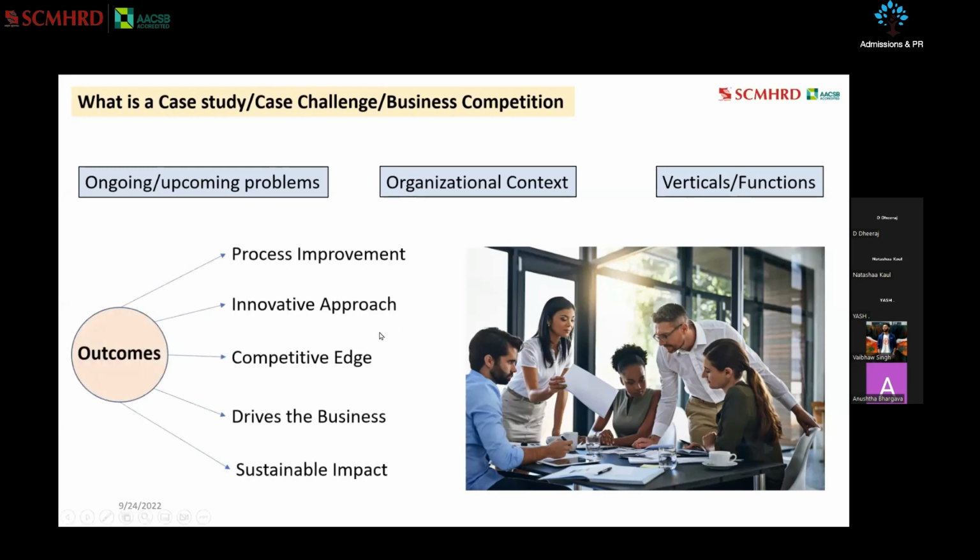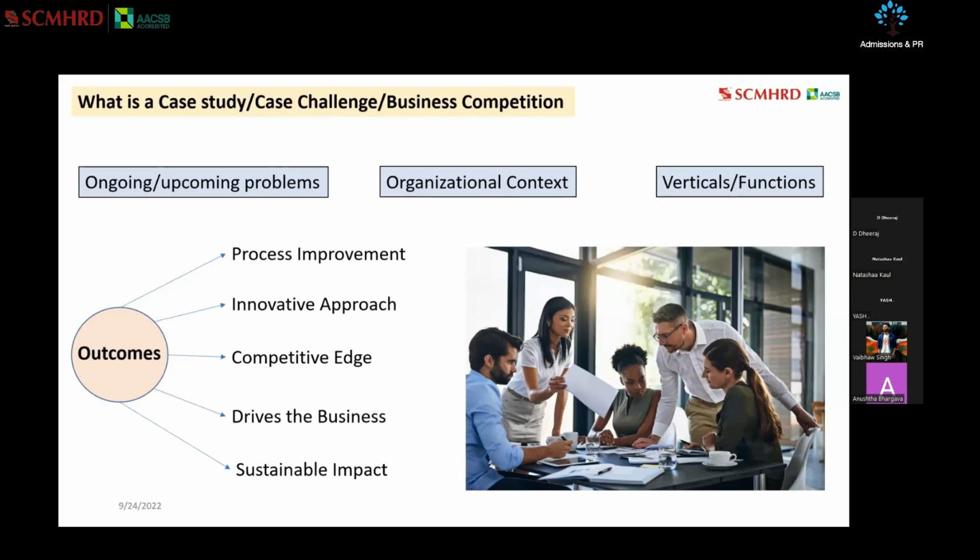Now, what are the outcomes of participating or developing a case solution for these types of cases? Firstly, it leads to process improvement for all the problems that they would have mentioned in the case. Secondly, they would want the innovative approaches that the new and young bright minds would give, because the innovative and future thinking mindset is definitely required for all businesses to stay in the market.